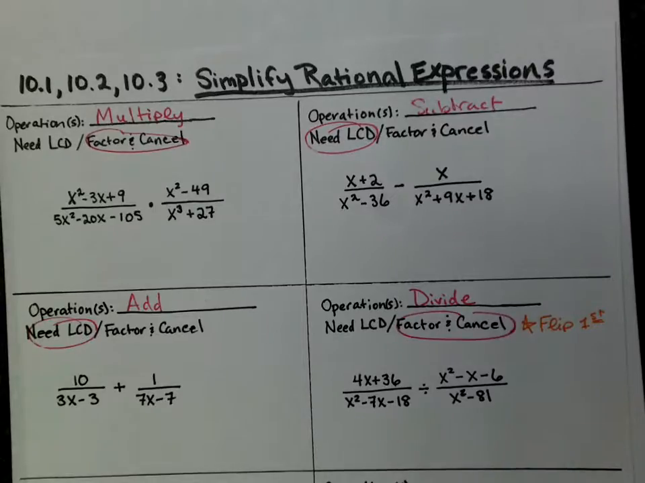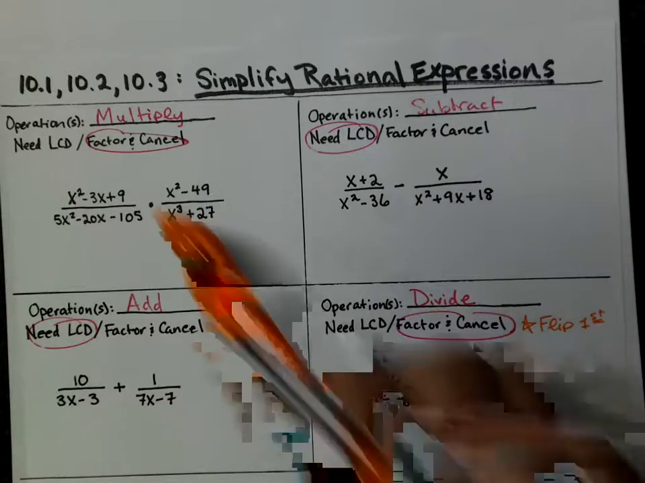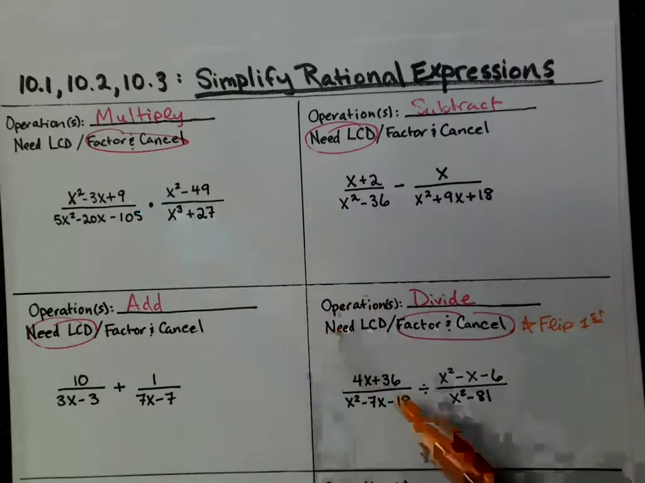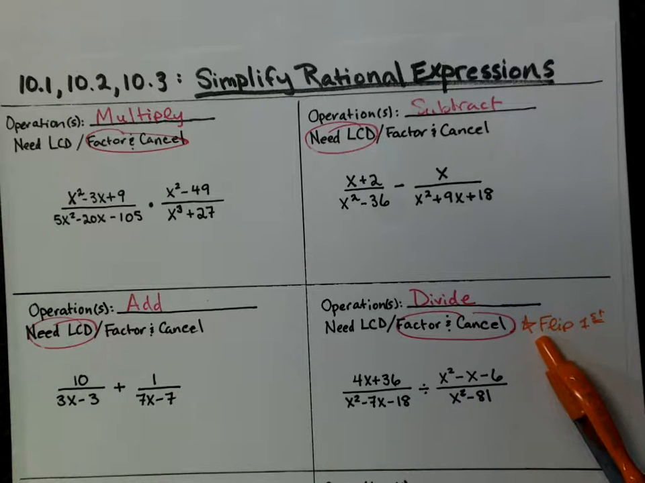These first four are just the basic four operations. Multiply and divide: you see a multiplication or division, so I'm going to need to factor and cancel. I don't need an LCD. But I did make a little note: if it's division, make sure you flip first, then factor and cancel.